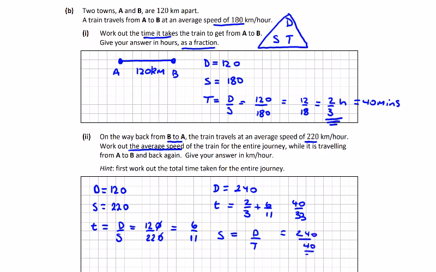divided by 40 over 33, which would be 6 times 33, which would be 198 kilometers an hour. Just let your calculator do it for you. 198 kilometers an hour for the average speed in kilometers per hour. So question 5.